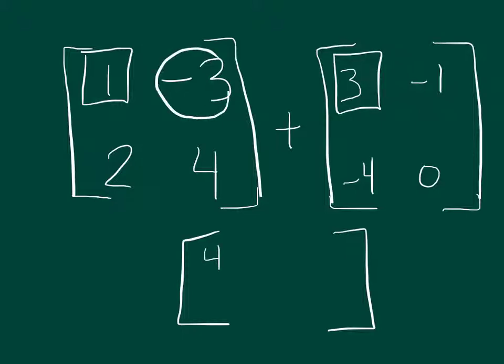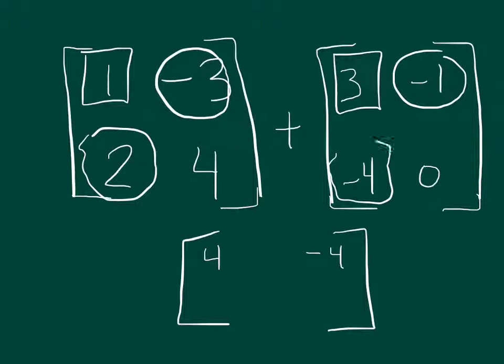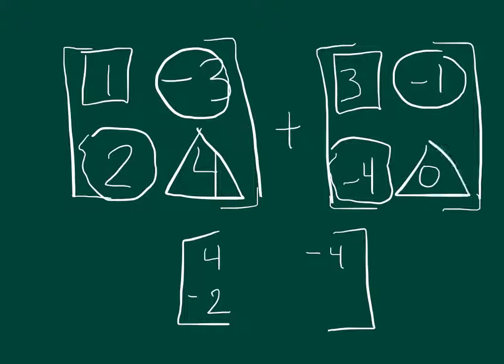Then you can do your -3 plus a -1, which is -4. Then you can do your 2 plus -4 is -2. And then you have your 4 plus 0 is 4. So the answer is that new matrix.